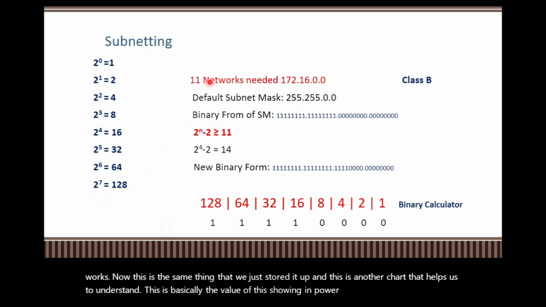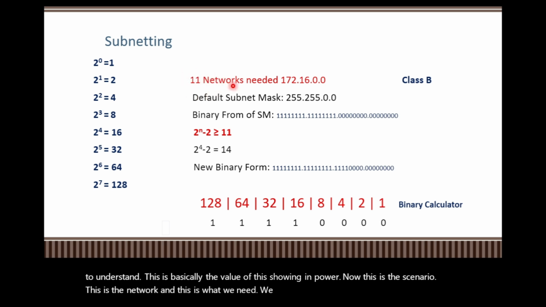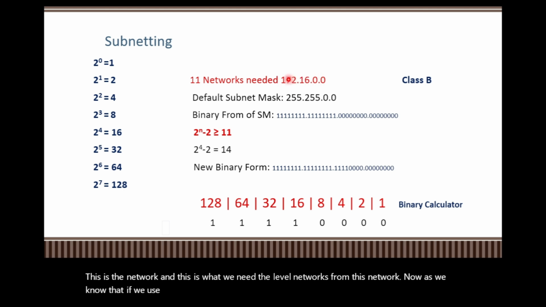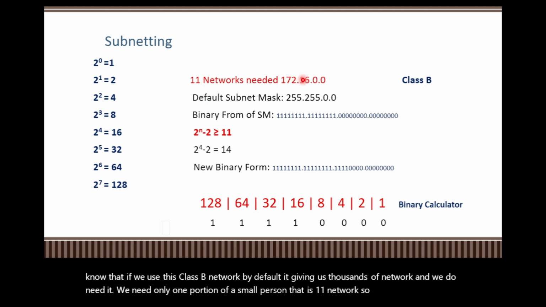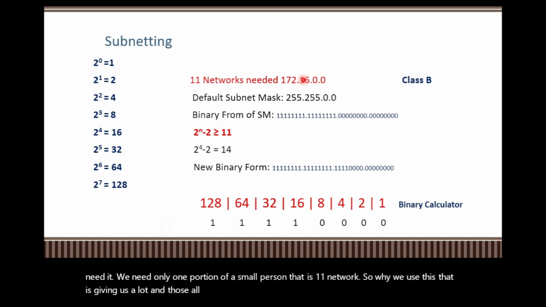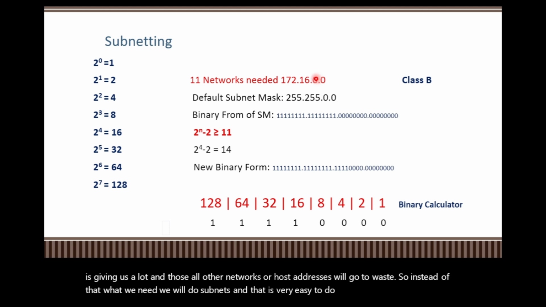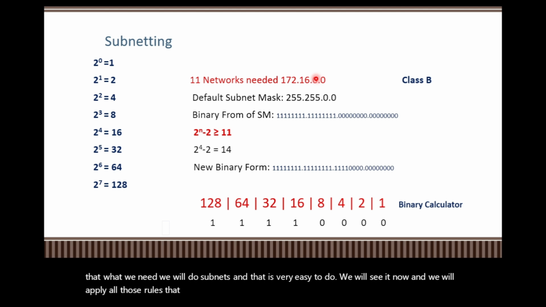Now this is the scenario. This is the network, and this is what we need. We need 11 networks from this network. As we know, if we use this class B network, by default it gives us thousands of networks, and we don't need that. We need only a small portion, that is 11 networks. So why use this that gives us a lot, when all the other networks or host addresses will go to waste? Instead, we will do subnetting, and that is very easy to do. We will see it now, and we will apply all those rules that we just learned.